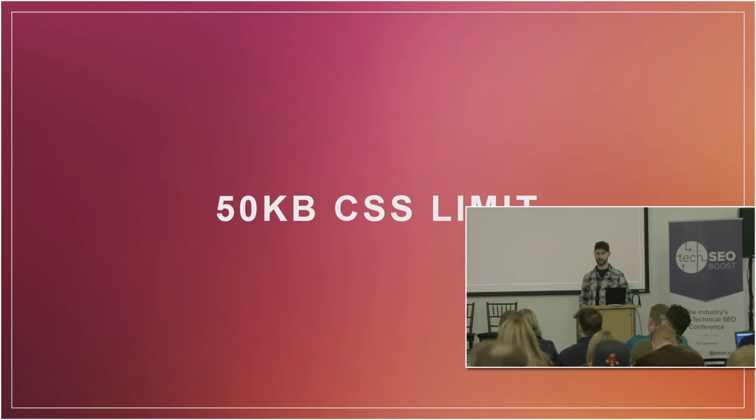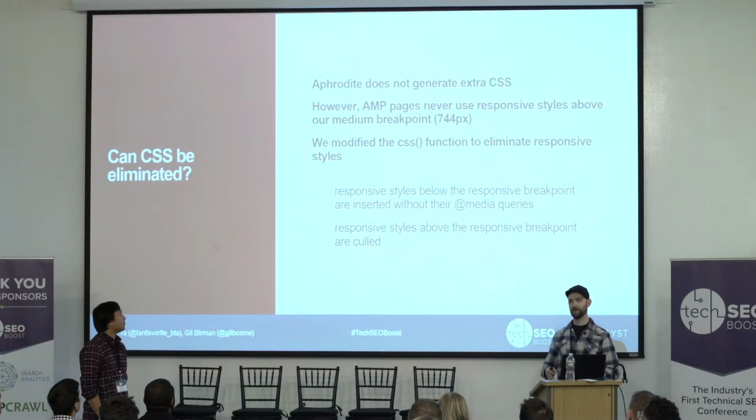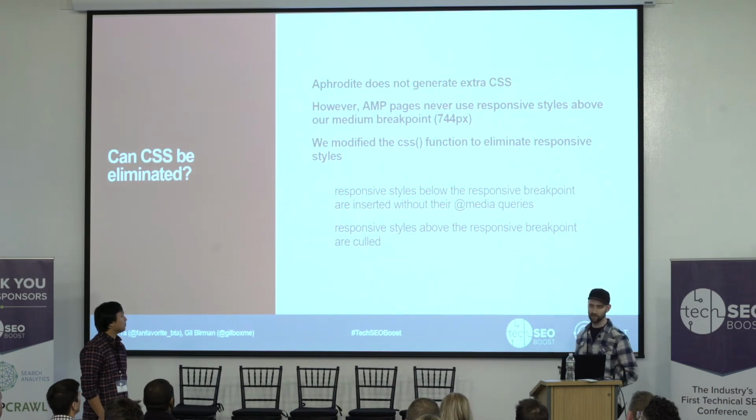So the 50 kilobyte CSS limit. We took two approaches. First of all, is it possible to remove styles? Are there extra styles? It turns out that Aphrodite, since it's generating styles dynamically, all of them are actually being used on the page. However, we noticed that since AMP only is available on mobile, we could eliminate the responsive styles that were above our median breakpoint at 744 pixels. So we modified the CSS function to eliminate responsive styles. Any styles that are below the responsive breakpoint were inserted without their media query. That was a small difference. And any styles that were above the responsive breakpoint were just removed altogether. That made a bigger difference.